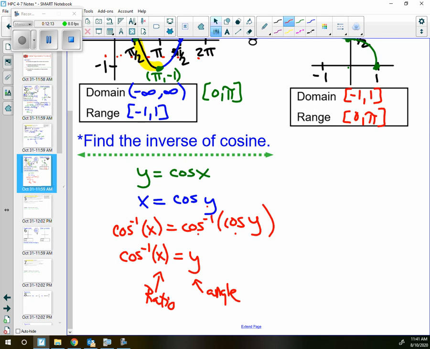So it's the exact opposite of our original functions, where we put in an angle and get out a ratio. Inverse, right? The domain and the range switch. It's no different than saying 3 times 2 is 6, 6 divided by 3 is 2, right? That same kind of relationship.